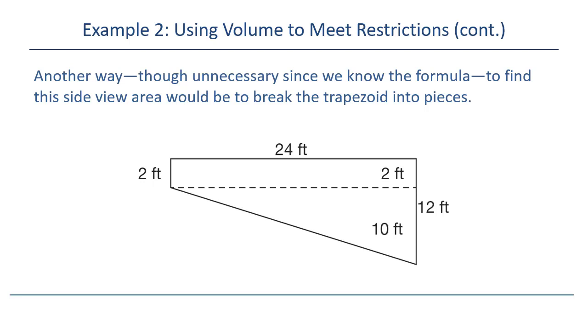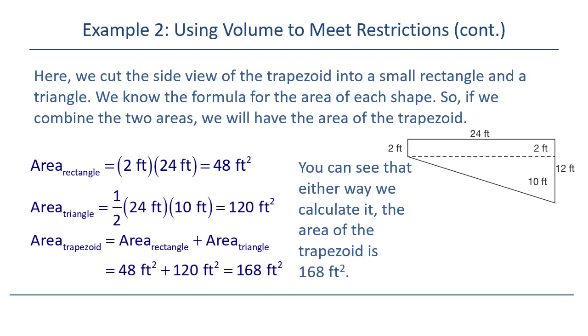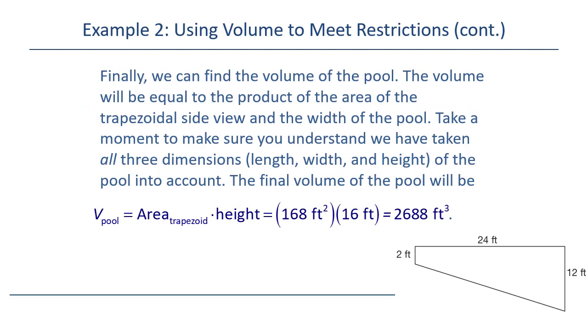But like I said, the other way is you cut it up into pieces. Find the volume of the top piece, and then find the volume of the bottom triangle. Both ways are going to get you the exact same answer. So if we think of it this way, we can find the area of the rectangle, the area of the triangle, and we can still get that 168 square feet. In either case, once we have that, we multiply it by the 16 feet, which is the other dimension, this width dimension, and we get 2688 cubic feet total.